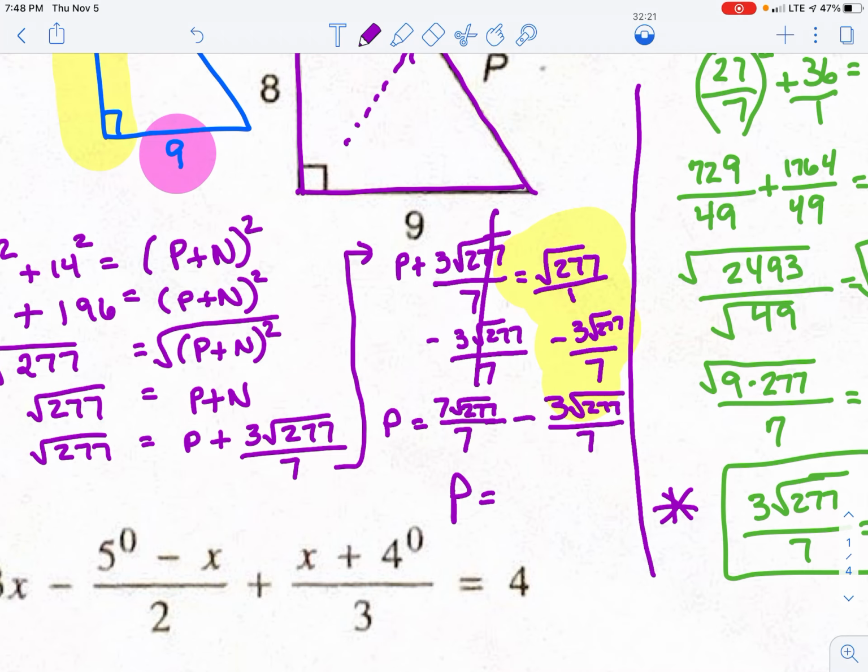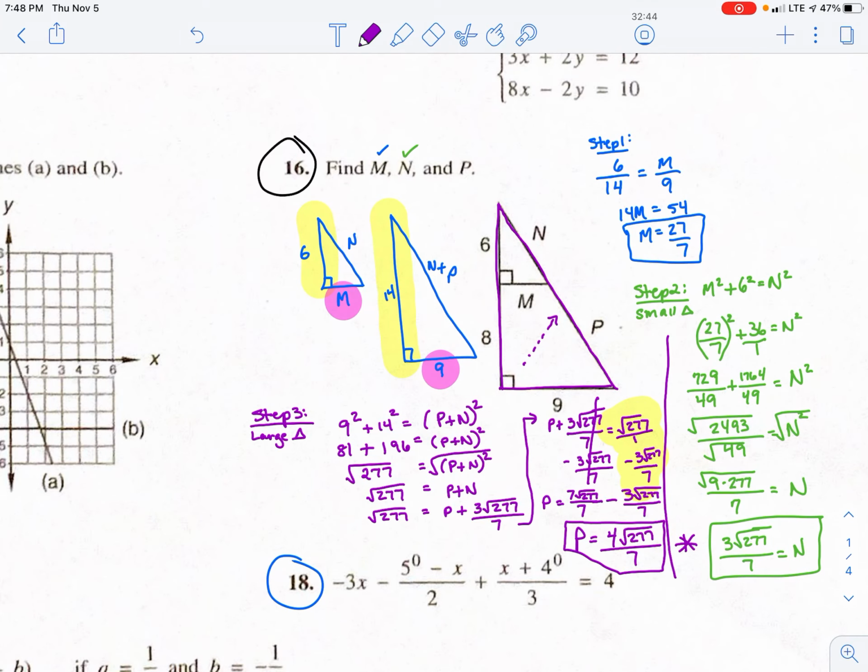So p is going to be equal to, we subtract like the coefficient number there, the 7 minus 3, and you're going to get 4 times the square root of 277 all over 7. And that is an even crazier number than what we found n to be equal to. That's a lot of work, but there's p. So we found all three.